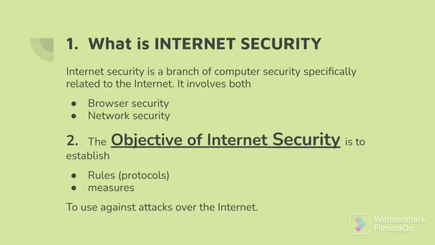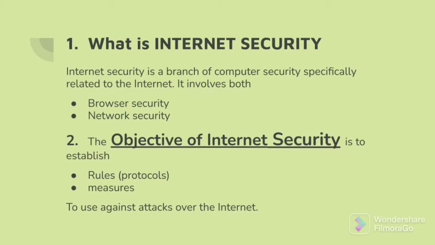Internet security is a branch of computer security specifically related to the internet. It involves both browser security and network security. So it states that our data is not secure both over the network and inside the browser, and we may get attacked through the network or through the browser too. So internet security basically concentrates on both of these sections: network security and browser security.